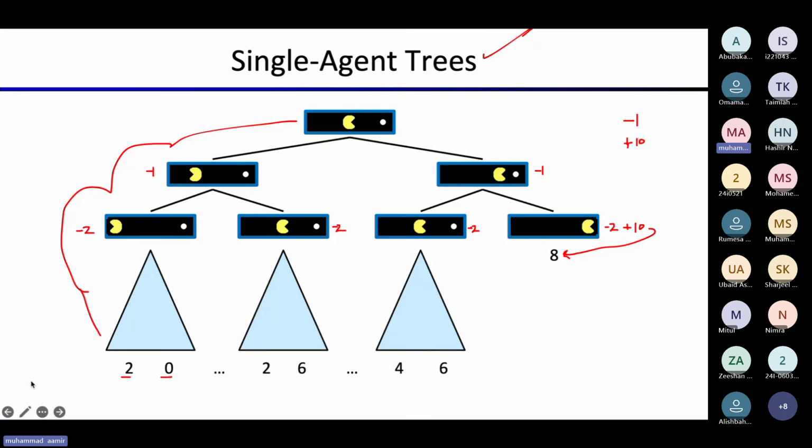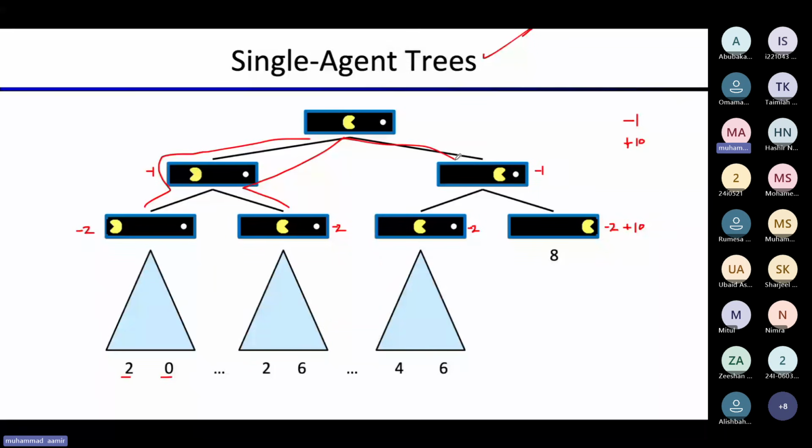Let me erase these paths a little bit first, so let me make clear what I'm going to say. Out of these possible options, this Pac-Man has this one option, this Pac-Man has this second option, this Pac-Man has this third option, this Pac-Man has this fourth option. What option will this Pac-Man take if it plays optimally, with the best moves?